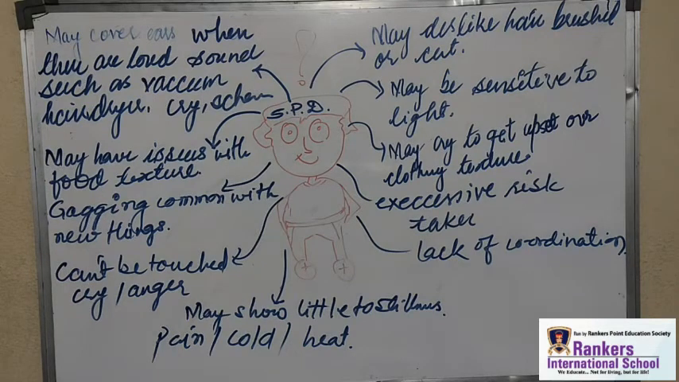They may have issues with food texture. So these kinds of people feel a problem with the texture of food. Gagging is common when trying new things. They never accept new things very soon. They want time, and sometimes they don't even try new things. If they want to adapt to something new, they want a lot of time to accommodate, to coordinate, and to understand that new thing. So it's clear that a person having SPD will never get ready soon for facing new things. Facing challenges, they are sometimes excessive risk takers and sometimes they are not at all risk takers, right?